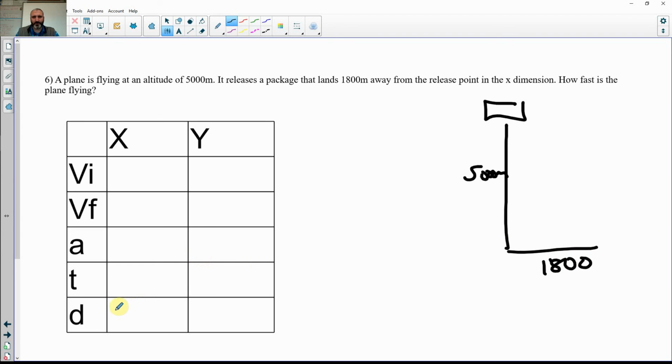So we know two things. This is 1,800 and this is 5,000. Although not just any 5,000, the package goes down, so it's negative 5,000. We know the initial velocity in the y, we know the accelerations, and that's really it. And what we need to figure out is the velocity in the x dimension. So somehow we're going to figure out time, because that's what we always need. Again, I think the easiest way to do it is to figure out final velocity and then figure out time in the y dimension.